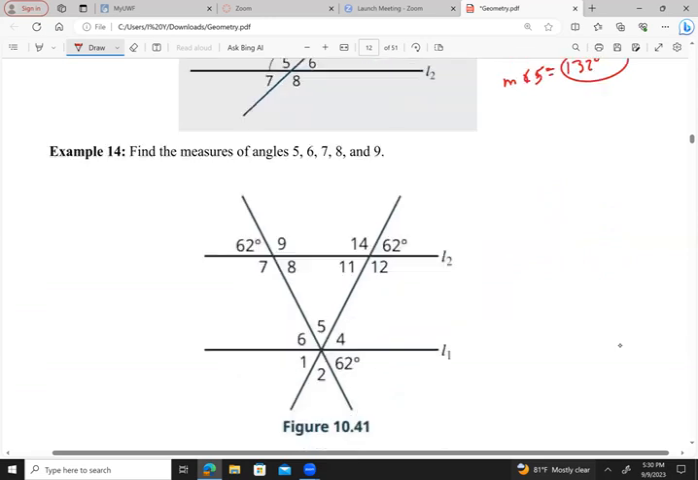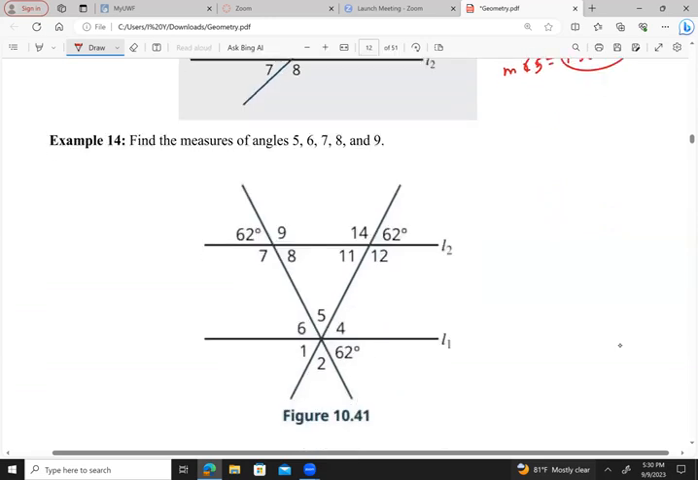So we have a whole bunch of angles here. Let's see what we got going on. 6, measure of angle 7, angle 8, and the measure of angle 9.